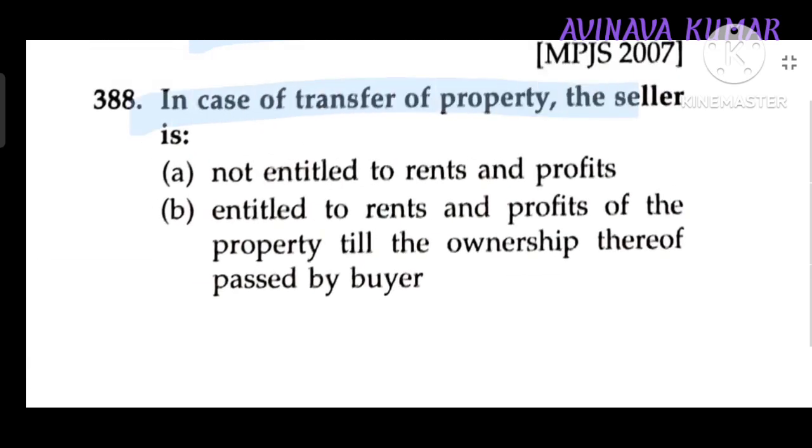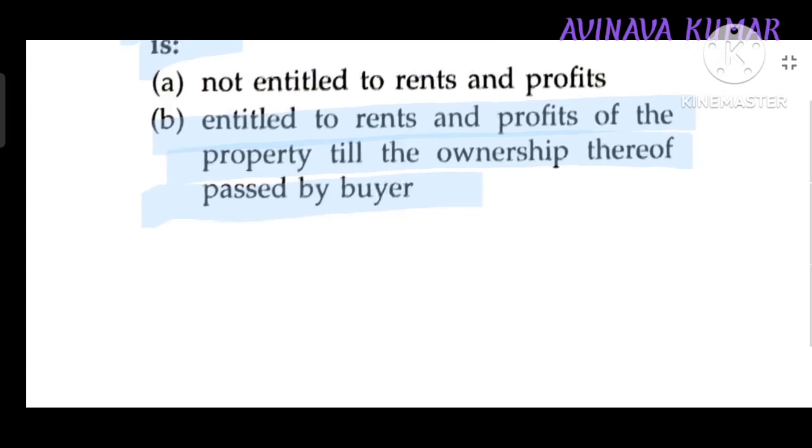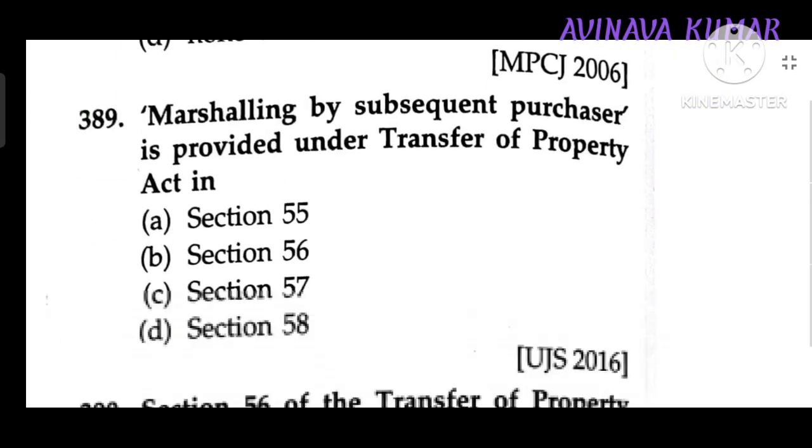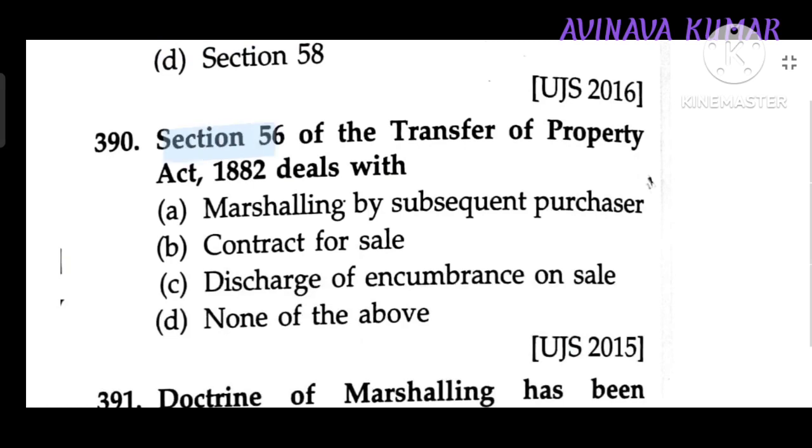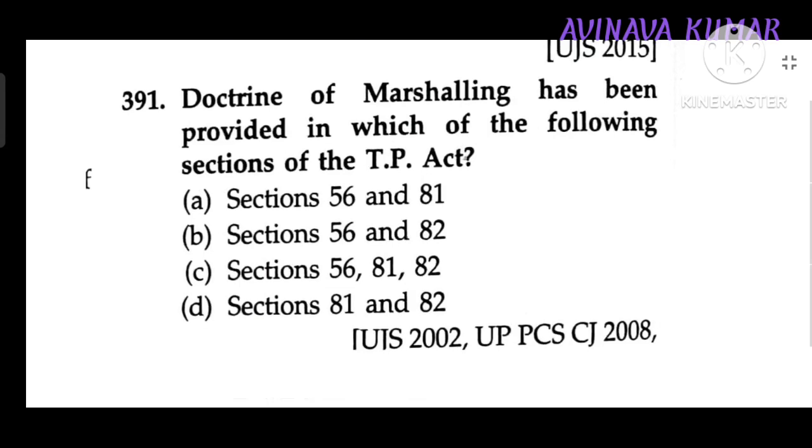In case of transfer of property, a seller is entitled to rent and profit of the property till the ownership thereof passes to the buyer. Marshalling by subsequent purchaser is provided under the Transfer of Property Act under Section 56. Section 56 of TPA deals with marshalling by subsequent purchaser.